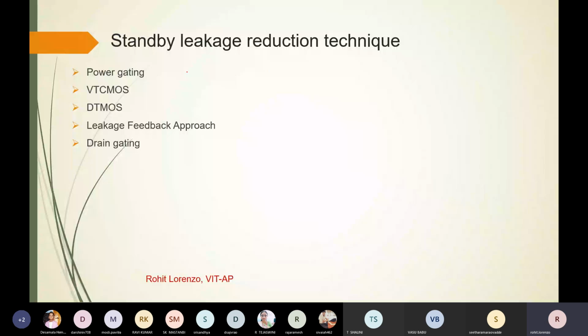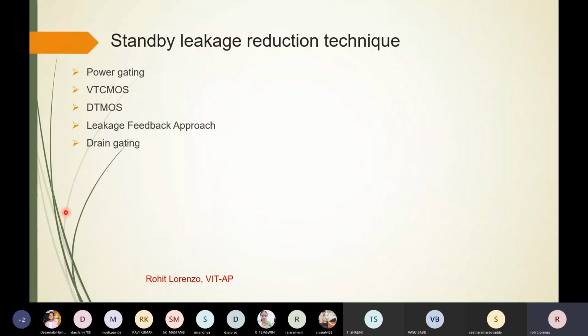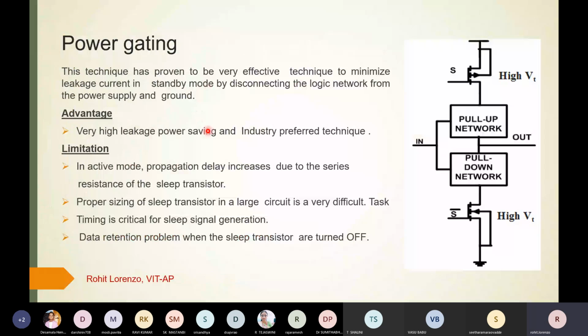So next in power dissipation is the standby leakage reduction technique. There are a lot of techniques that exist. I will discuss some techniques: power gating, VTCMOS, DTMOS, leakage feedback approach, and drain gating. This is the power gating technique, and sometimes this technique is also called MTCMOS, multiple threshold MOS technique.